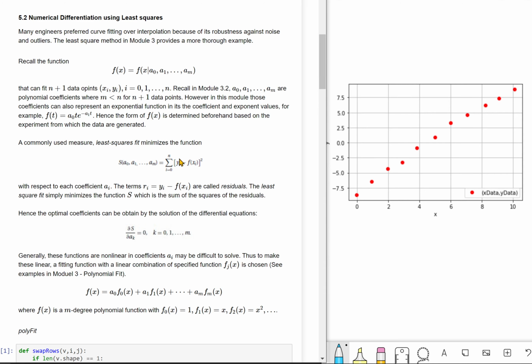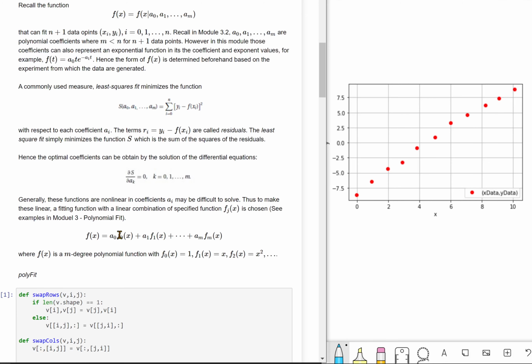Hence, since we want to minimize it, we need to take the partial derivative of S with respect to the coefficients and equate it to 0, as close to 0 as possible. Generally these functions are nonlinear in the coefficients a_i and may be difficult to solve. Thus, to make this linear, a fitting function with a linear combination of specified functions f_j of x is chosen. You can go back to the Module 3 polynomial fit.